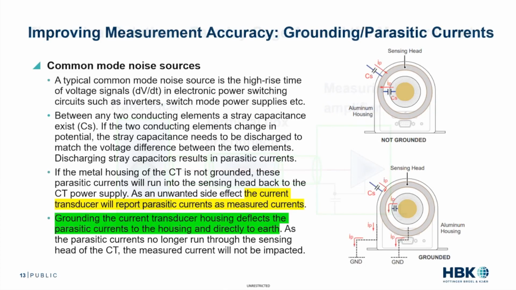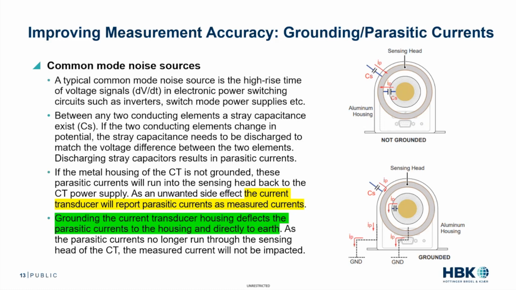So now let's talk about the grounding of your CT. A typical common mode noise source is the high rise time of voltage signals, dV/dt, in electronic power switching circuits such as inverters. And between the two conducting elements, you have a stray capacitance. And if the two conducting elements change in potential, you're going to have stray capacitance, which needs to be discharged to match the voltage difference between the two elements. But discharging stray capacitors results in parasitic currents.